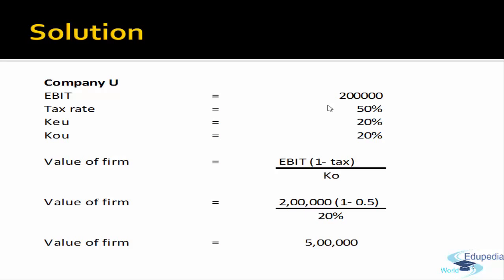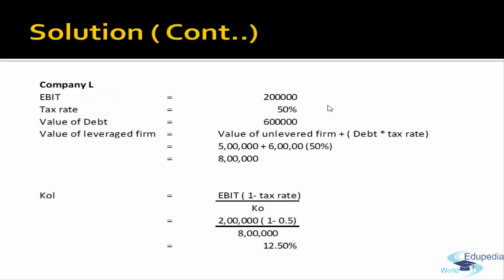Now we have to compute the value of a levered firm. Value of a levered firm is more than value of an unlevered firm because there is some debt portion in it. Value of a levered firm is equal to value of unlevered firm, which is 5 lakh, plus debt into tax rate, being debt as a tax saving expense. So 5 lakh plus how much is the debt portion? 6 lakh multiplied by 50%. This gives you 8 lakh rupees. So value of levered firm is 8 lakh.